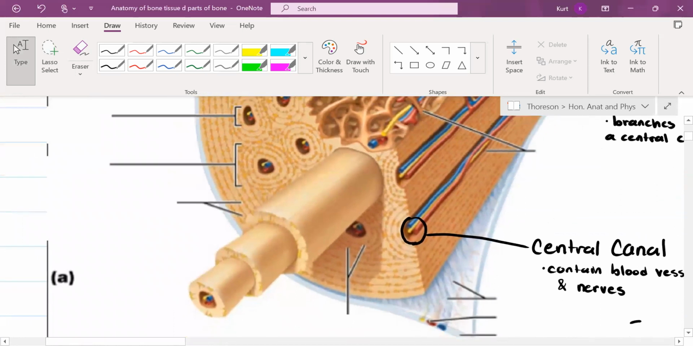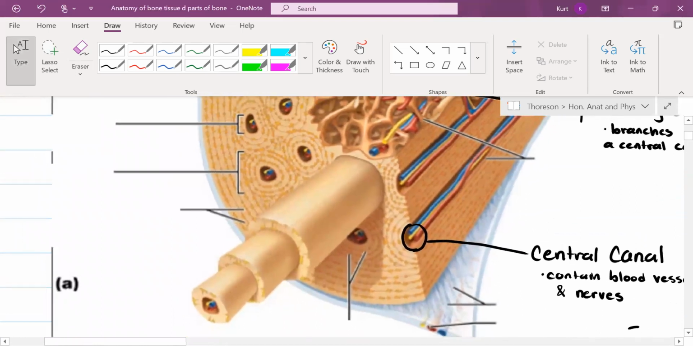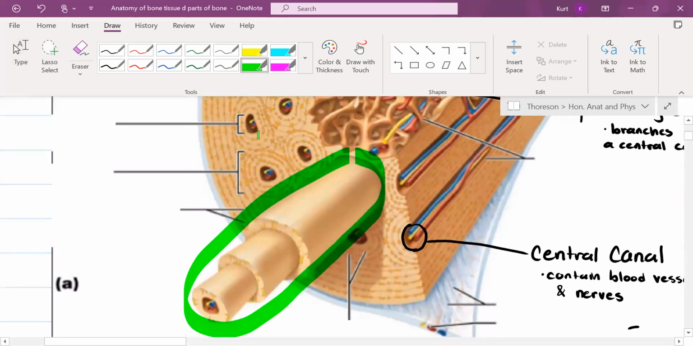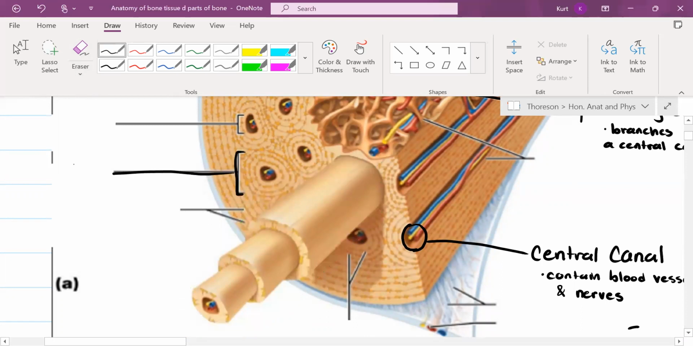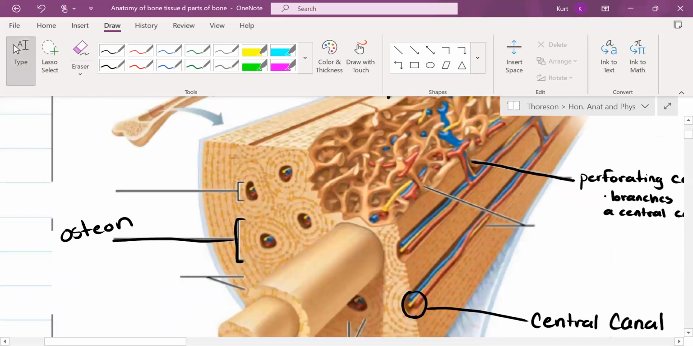Next, everybody, there are two different ways you can label this. You can either label this part right here that's sticking out, or you can do what this paper that I have already came with does, where it makes a little bracket right here. Either one, you'll have the same thing. This is called an osteon. An osteon is like the structural foundation of compact bone.